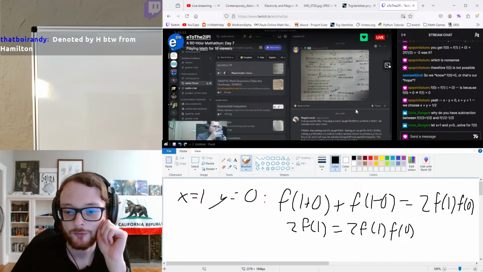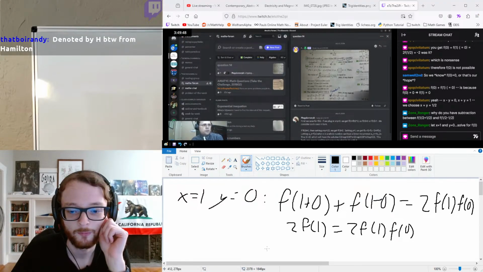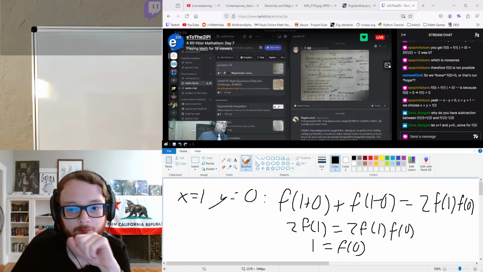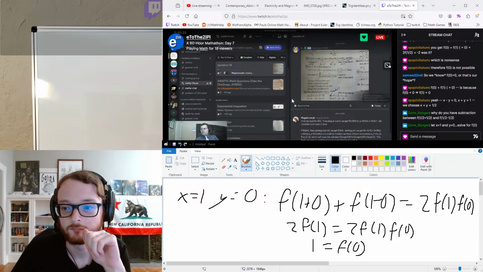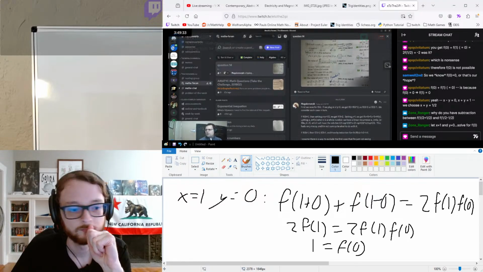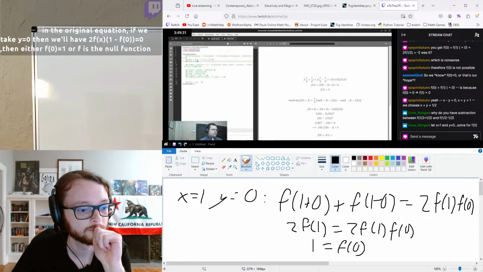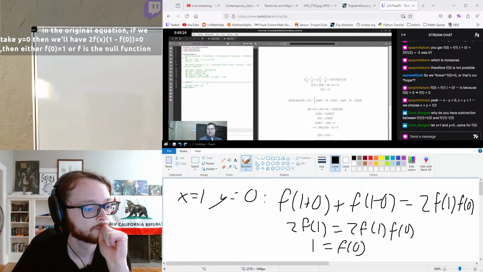I followed Zone Ranger's thread. If f of 1 is not 0, we could say that f of 0 is 2. We'd have to divide out an f of 1. Actually, no, I'm sorry, f of 0 would be 1. I'm getting f of 0 equals 2. And this is the difference, right? If I follow Zone Ranger's reasoning, let x equals 1, y equals 0.